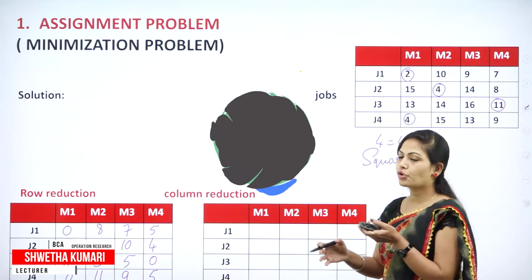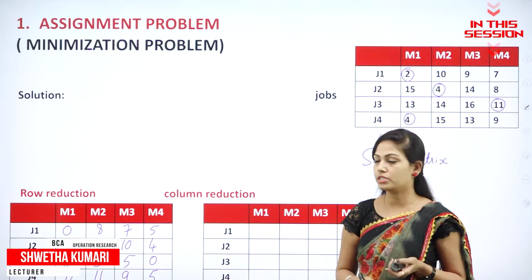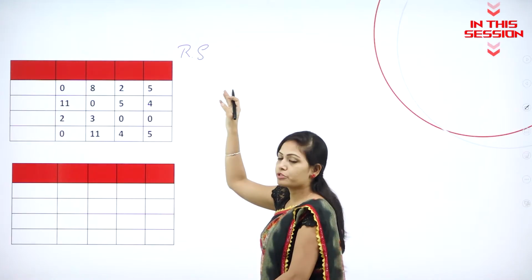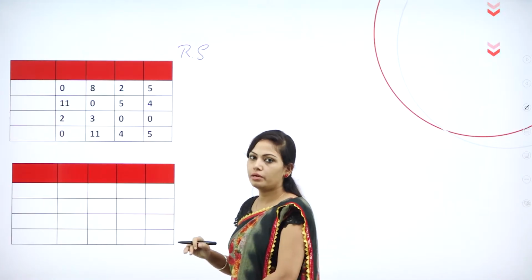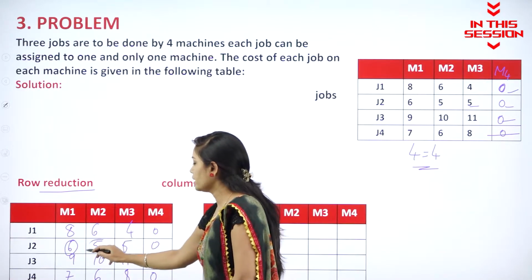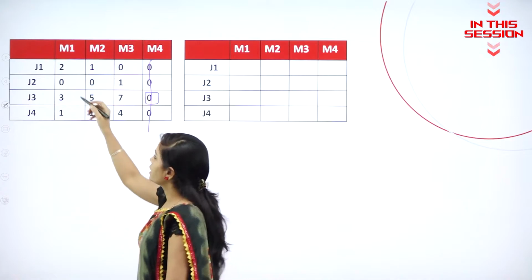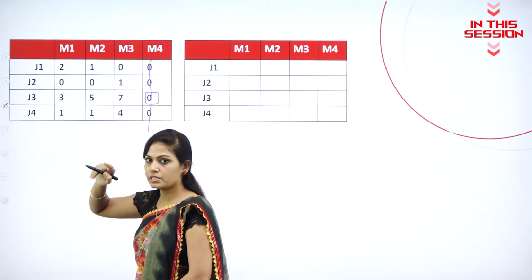So after this row reduction, we can find the column reduction, right? For finding the optimal solution, we have to scan the rows and columns. And in the second column, again, the least value is 5. Now I will do the column scanning. In the first column, I have 1, 0.